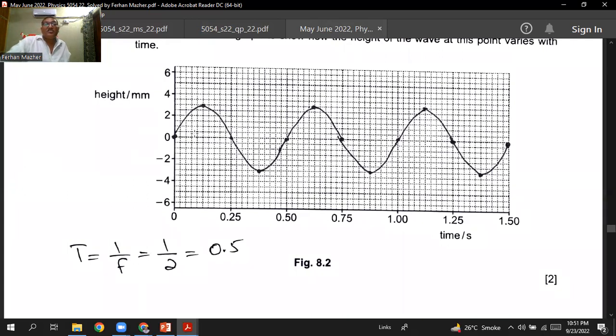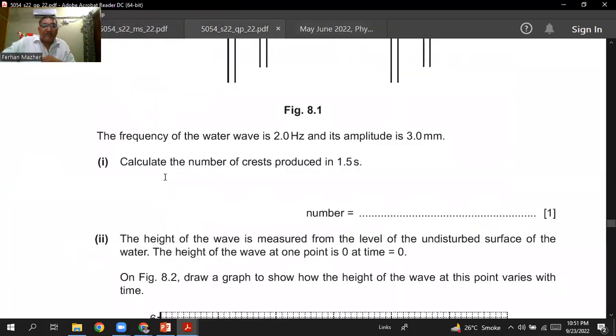This is the mean position. This is showing the mean position of the wave, the particles of the water. Okay.